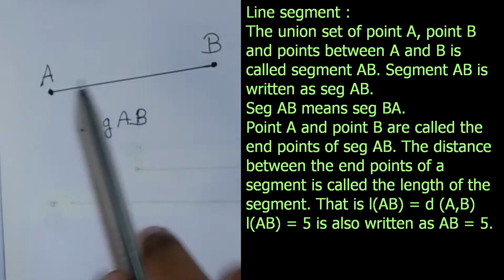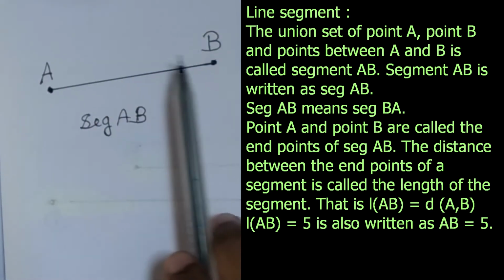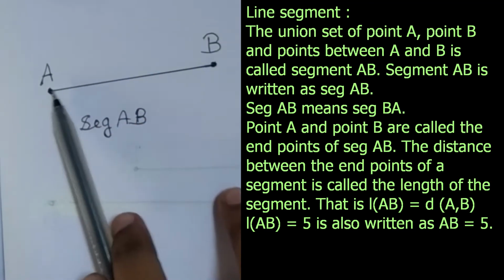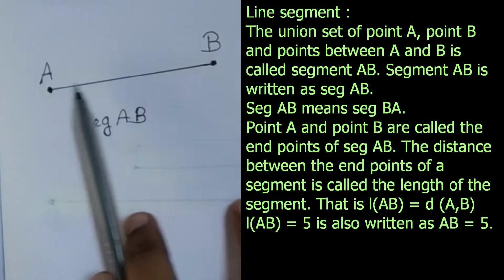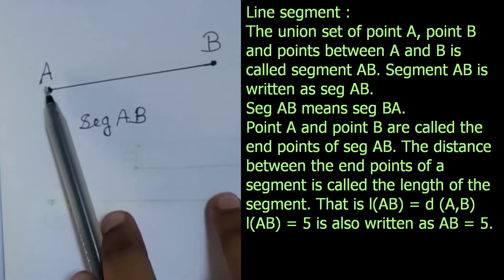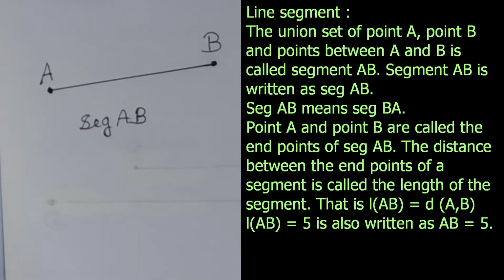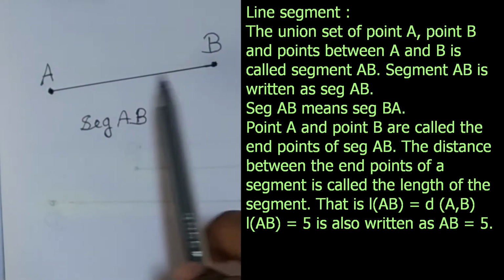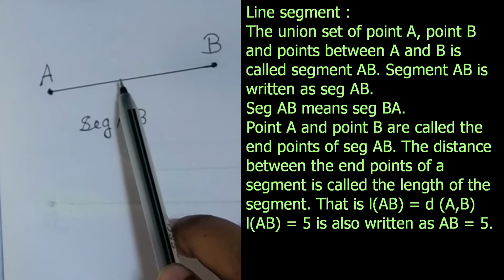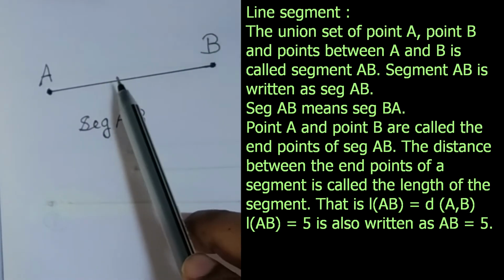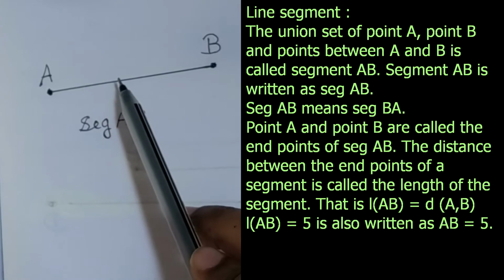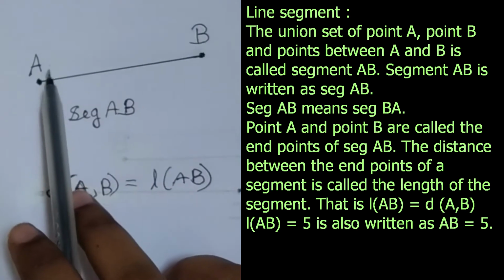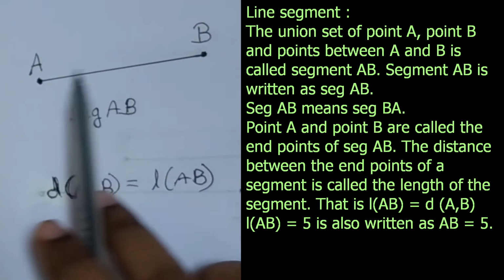Segment AB and segment BA are one and the same. We can read it either way: we can say segment AB, or we can say segment BA. They both are the same. Now the distance between these two points A and B is the length of this segment. We have already seen what distance is in detail in the previous videos. You can check it out. So the distance between points A and B is the length of segment AB.